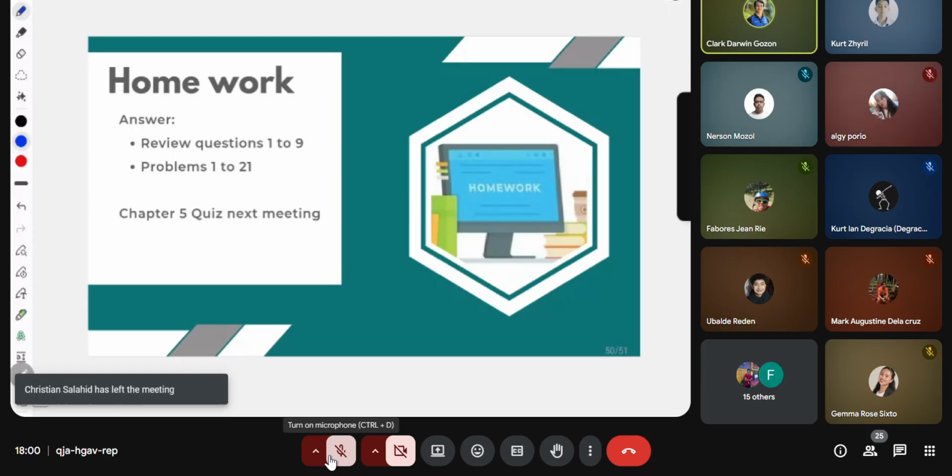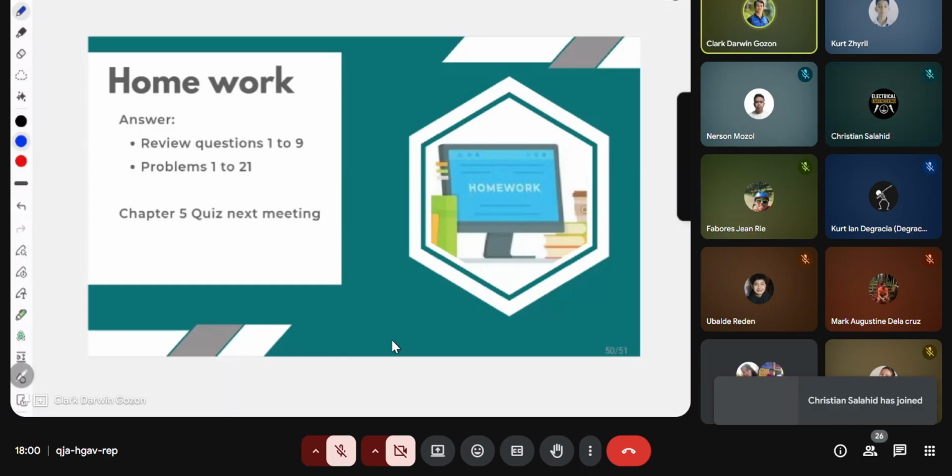By the way, the resources na gigamit is all came from the book na ginagamit. So, just study the book na.